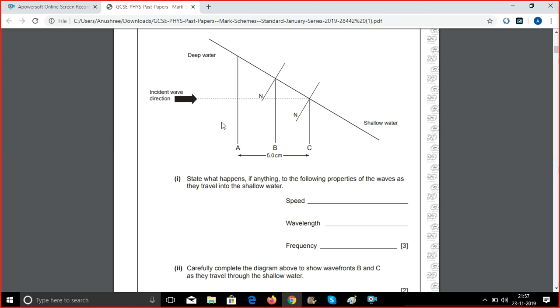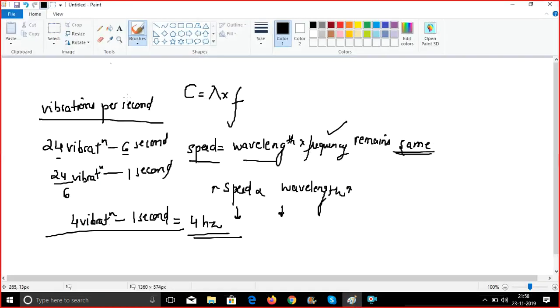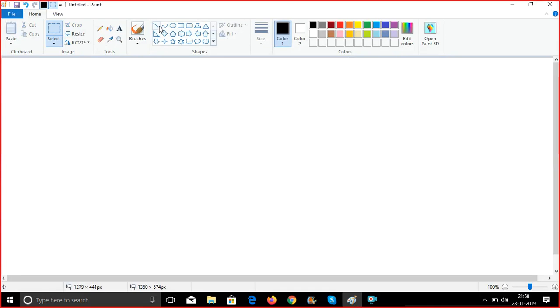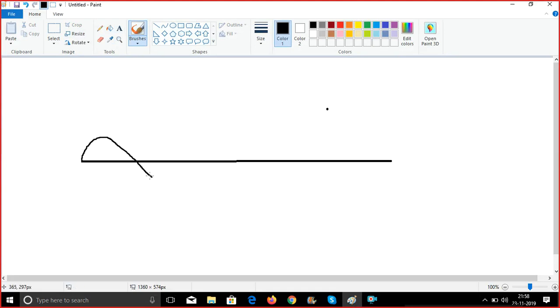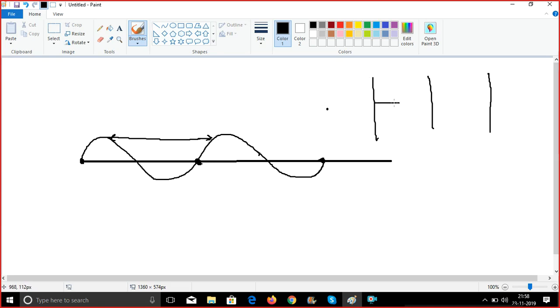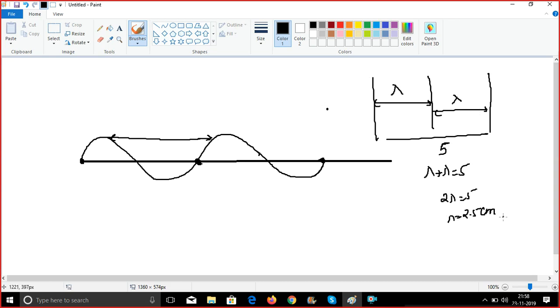If I draw this here, this is the transverse wave that we used to calculate. It's like this, right? This is one whole wave completed. This is one whole wave completed. And there's only one lambda in between it. This is the lambda. The distance between this is the lambda, and the distance between these two is lambda. So there are two lambdas, and total is 5. That means lambda plus lambda is 5, and lambda is 2.5 centimeters. So your wavelength is 2.5 centimeters.